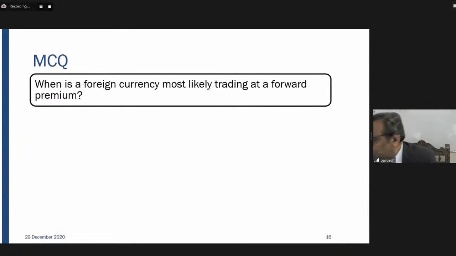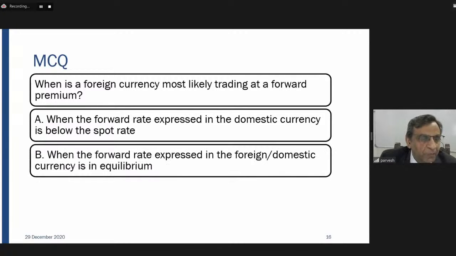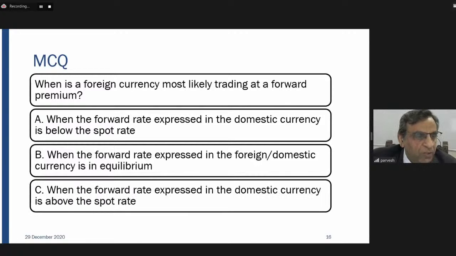So let's talk about one MCQ. Please try to understand: when is a foreign currency most likely trading at a forward premium? Read this question yourself. A, when the forward rate expressed in domestic currency is below the spot rate. B, when the forward rate expressed in foreign/domestic currency is in equilibrium. C, when the forward rate expressed in the domestic currency is above the spot rate. So which is the right answer, A, B, or C? Please put your answers on the chat line so that I can understand.